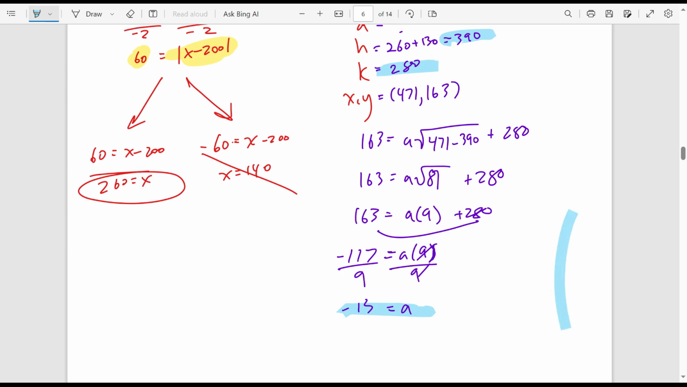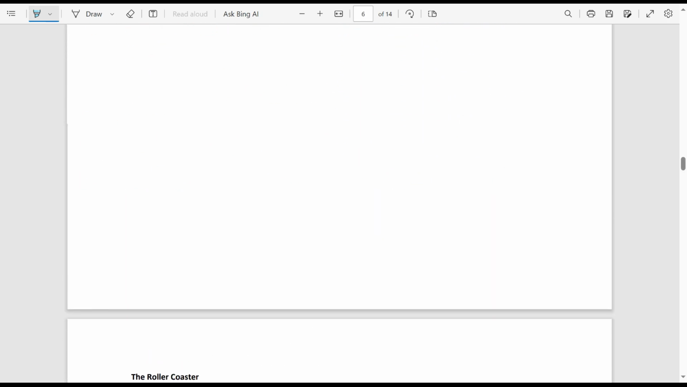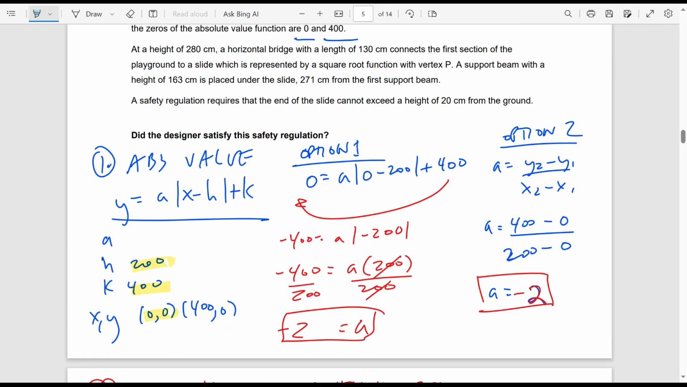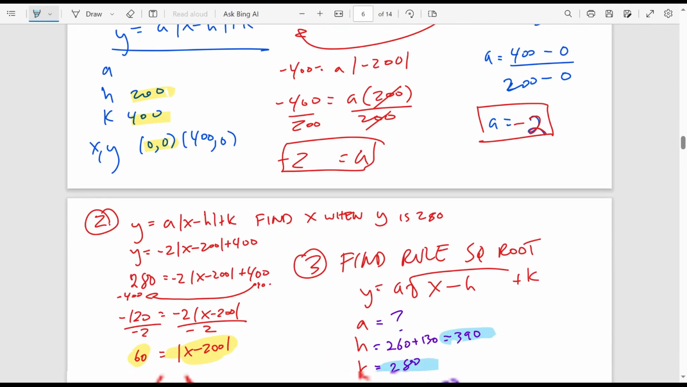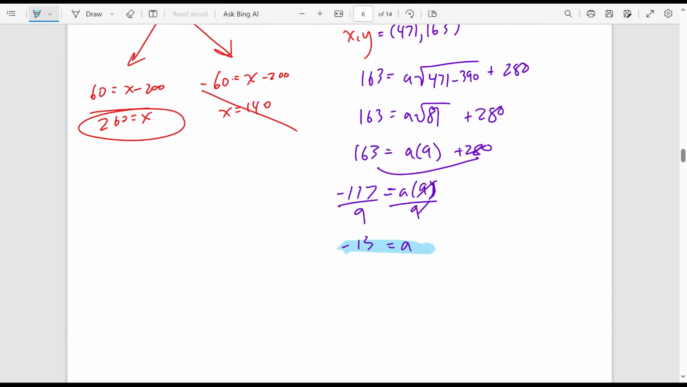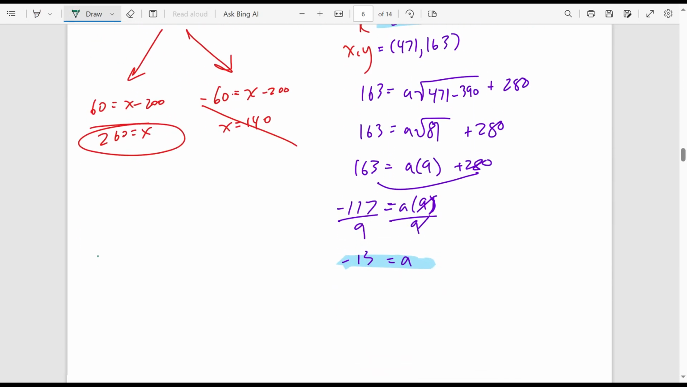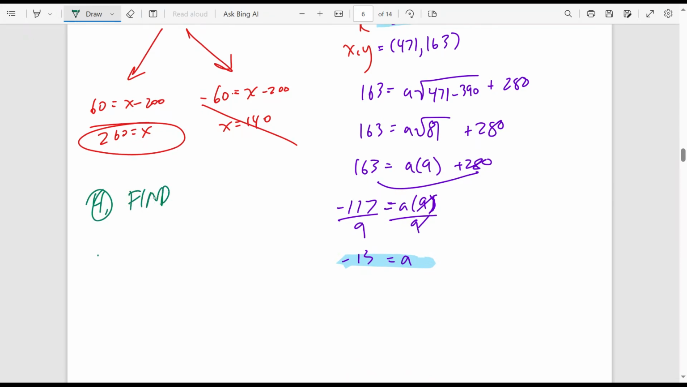So now let's go back in and take a look at what that final question is asking us to do. A safety regulation requires that the end of the slide cannot exceed a height of 20 centimeters from the ground. Okay, so that's like Holly and my height. So the last step is going to be step 4. Set your x is 800. Find x when y is equal to 20, it said. So then now I can just plug that into the function.